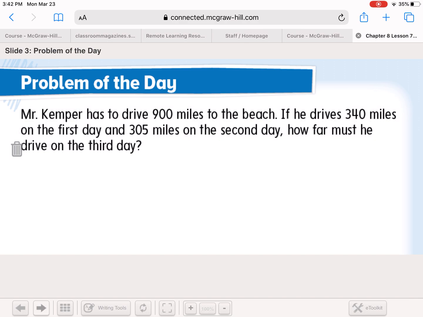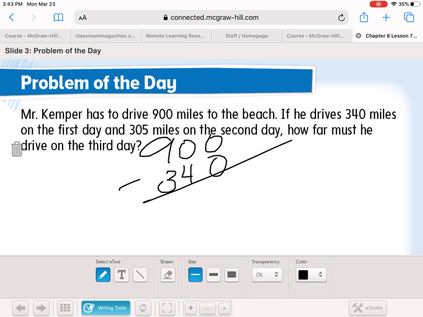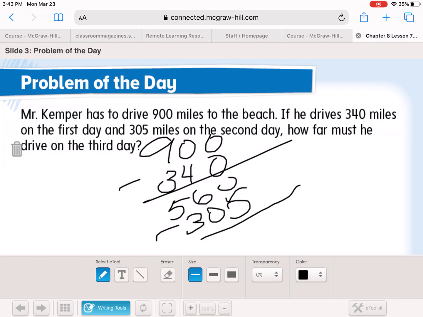Okay, the timer's up. Here's how I did it. If you came up with the answer 255, you're right. So I'll show you. This is what I did. 900, then I subtracted my 340, which gave me 560. Then I subtracted again my 305, which gave me my answer of 255.